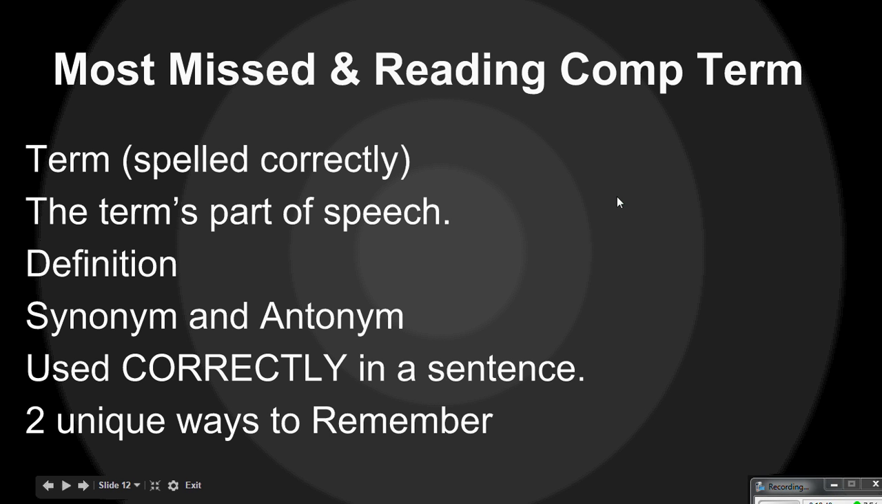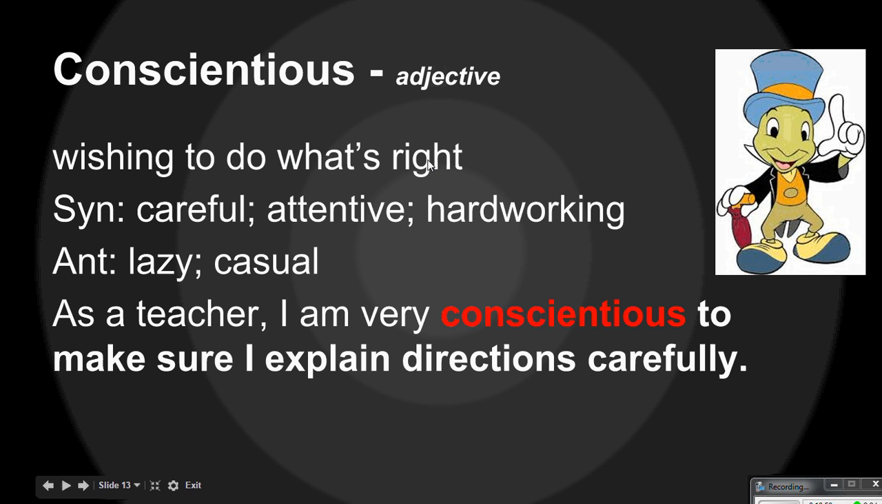So for example, conscientious is an adjective, wishing to do what's right. Synonym, careful, attentive, hardworking. Antonyms, lazy, casual. Your sentence, as a teacher, I'm very conscientious to make sure I explain directions carefully. My way to remember, Jiminy Cricket, he's your conscience. He's always trying to make you, Pinocchio, do what's right. So I give you a picture of Pinocchio and then I explain it. Those are my 2 ways to remember.